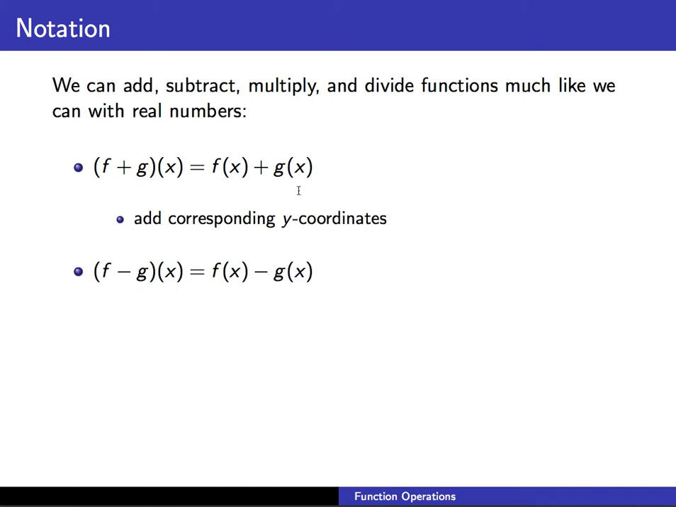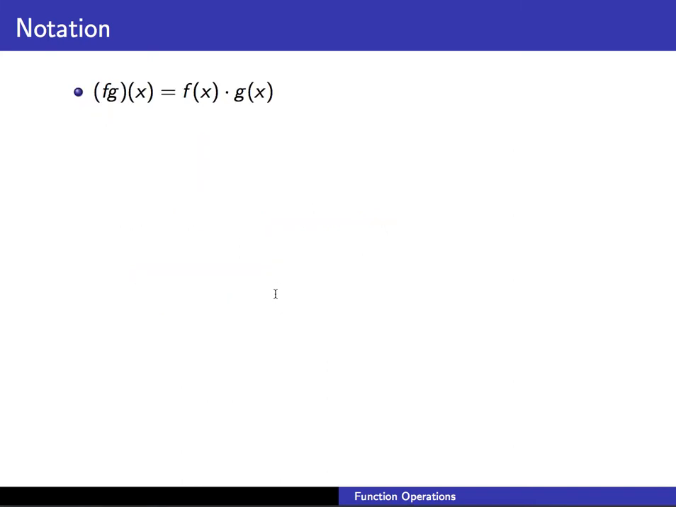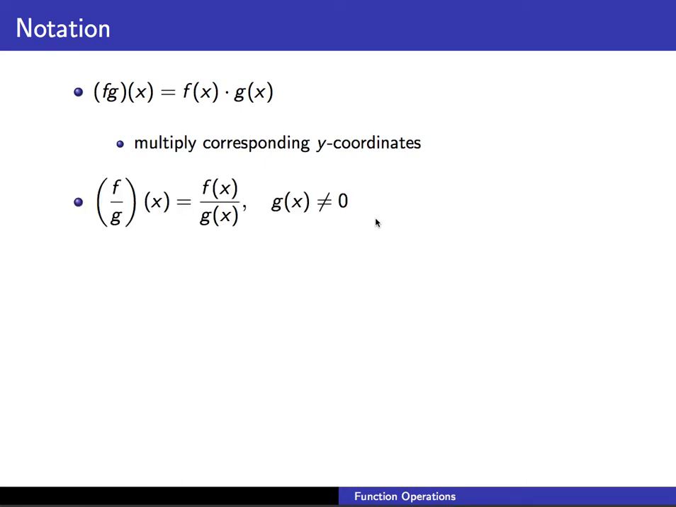Same thing with subtraction. We can subtract two functions and come up with a difference. Here we have f minus g of x, which is just f of x minus g of x. Or in terms of coordinates and outputs, subtracting your corresponding y coordinates. We can multiply as well, f times g of x, usually just written with the functions together without anything separating them. So f times g of x is f of x times g of x, where you're multiplying the corresponding y coordinates.